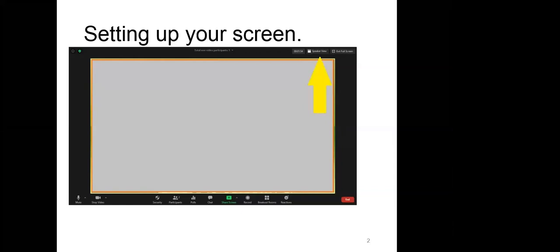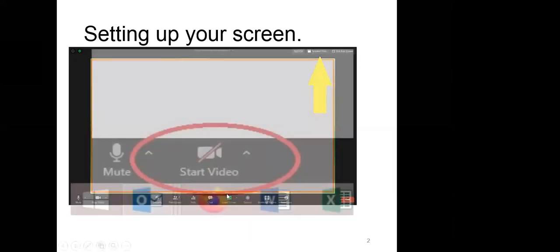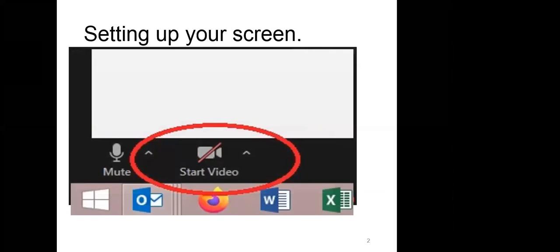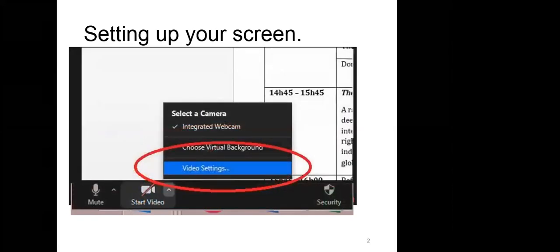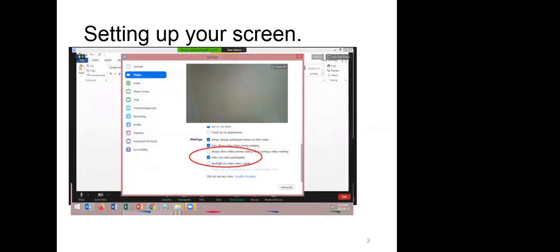Sometimes you will also find blocks on the side of your screen showing folks not running their cameras at the moment. To take that away, go to the bottom left-hand side of your screen, where there's a start video button. There's a little arrow that shows up, and when you click on that arrow, it takes you to video settings. Once you click on video settings, you'll see a section that says hide non-video participants. Anybody who is not showing a screen will then be removed.